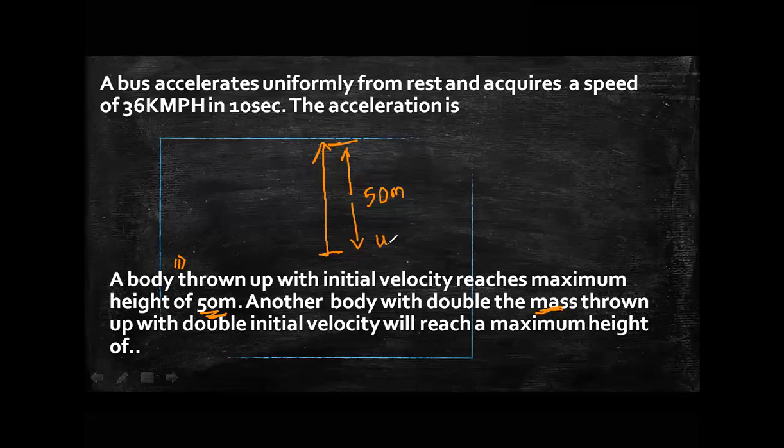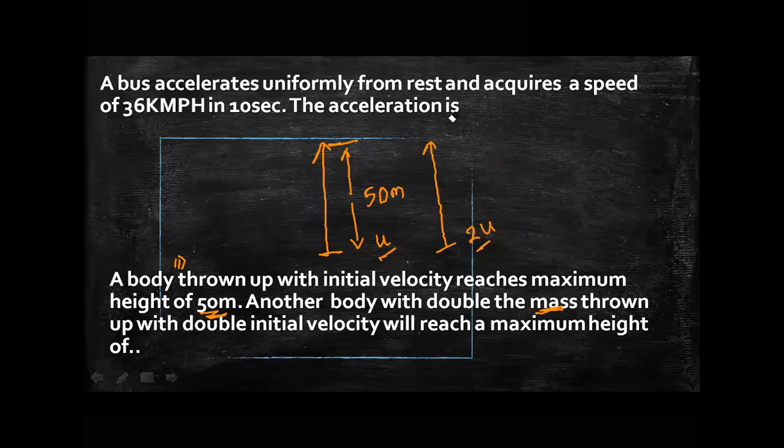Suppose here the initial velocity is u. When I throw another stone upward, its velocity is 2u. So the height is the same, it doesn't change. The velocity changed from u to 2u. Then he's asking what is the maximum height. So here the height is changing. Sorry, I have to erase this.